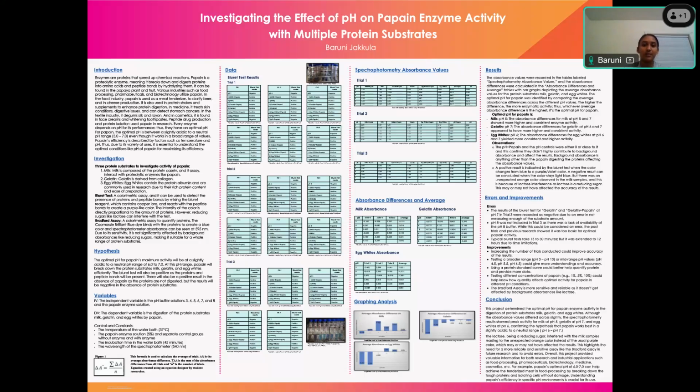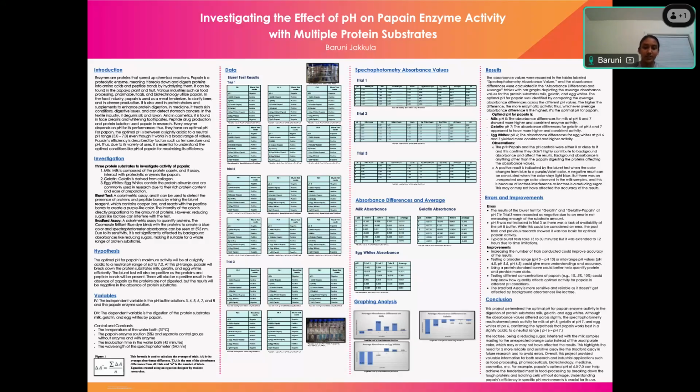And I added buffer to all of the test tubes, and I added the protein substrates to test tubes 1 through 6. So 1 and 2 contained milk, 3 and 4 contained gelatin, and 5 and 6 contained egg whites. The papain enzyme solution was added to the odd numbers 1, 3, 5, and 7. So it was like with enzyme and without enzyme. And test tube 7 was an enzyme and buffer control, and test tube 8 was a buffer control.